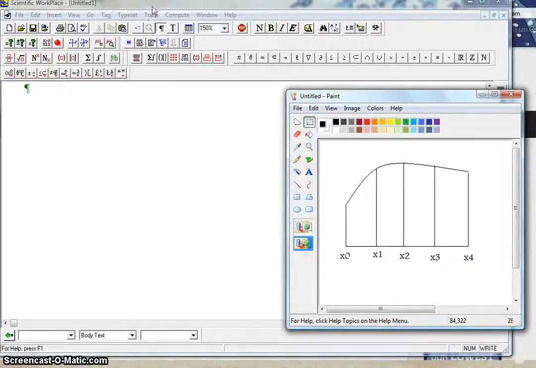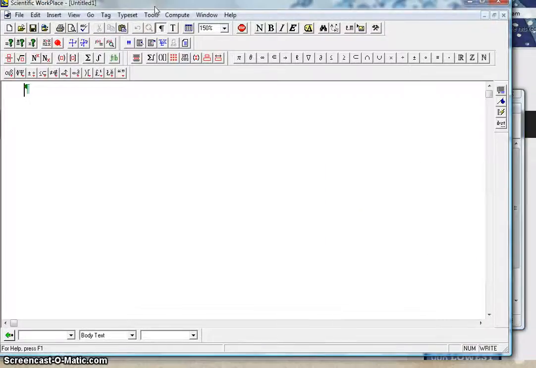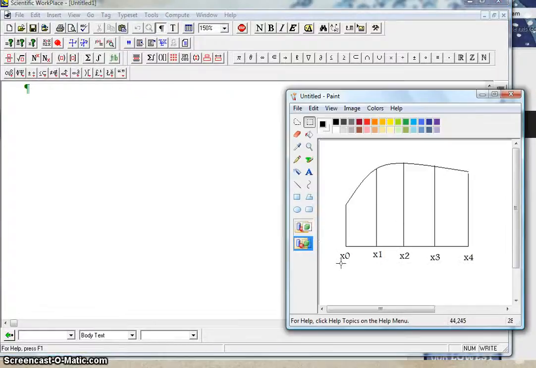Here's just a brief note about the trapezoid rule. Seems like some students are still confused about how this works. Suppose we have an interval from A to B. So A is the left hand endpoint here, and B is over here.